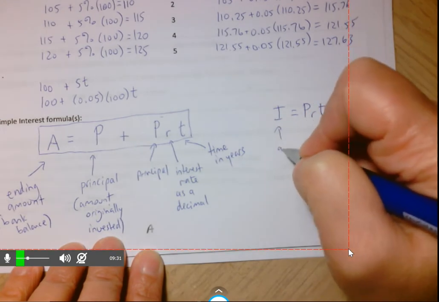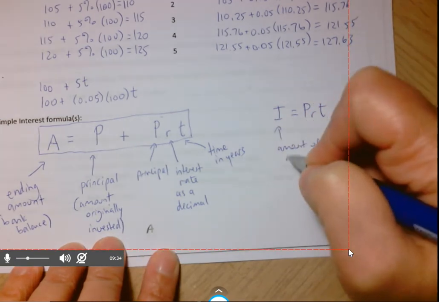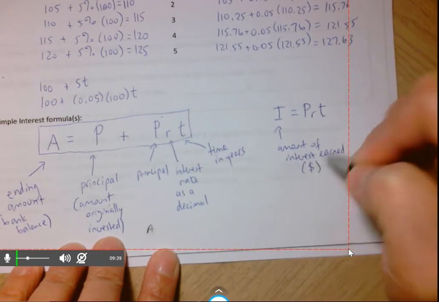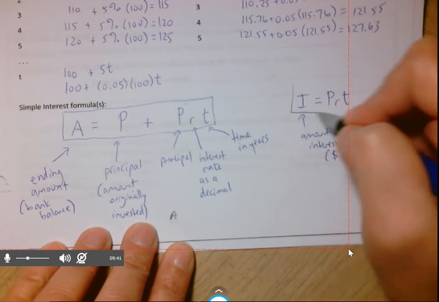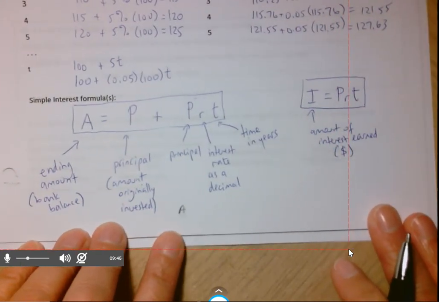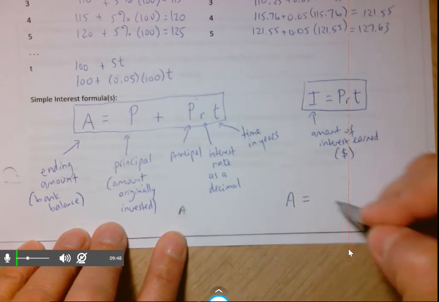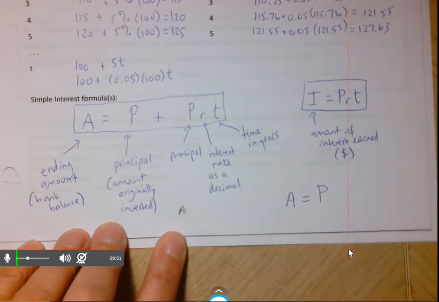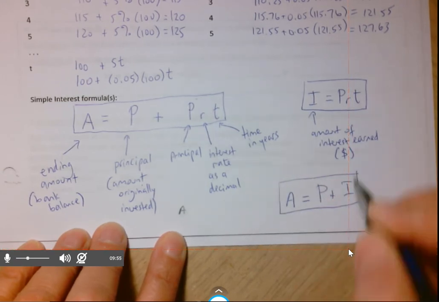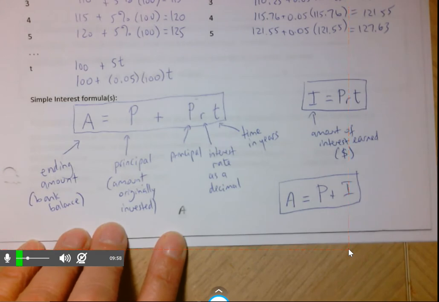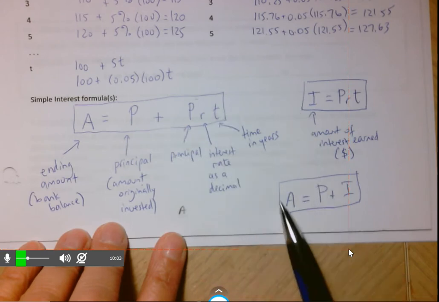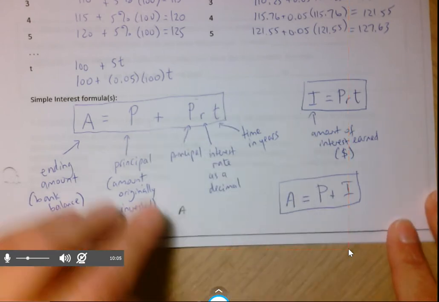So this is the amount of interest earned. Not the percentage, but the actual dollar value of how much interest has been earned. So this is another one. And if we put these two together, we can see that the ending amount is equal to the principal, which is his beginning amount, plus whatever interest he has earned. So really, simple interest has three formulas, but they all come from this formula. You'll see they all go together. All right, so that's it for simple interest.